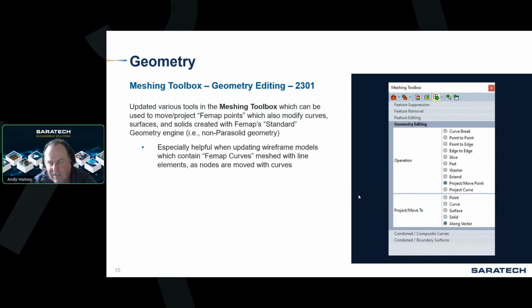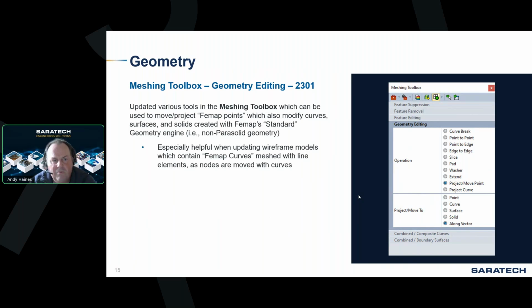Again, just some nice stuff that we did in the Meshing Toolbox, because everything's better when things are interactive. One of these things was we have Femap points and we have Parasolid points. So if you ever make just individual points or individual curves in Femap, that's actually making stuff in Femap's standard geometry engine. So it's non-Parasolid geometry. A lot of this didn't work from the Meshing Toolbox, but now it does.